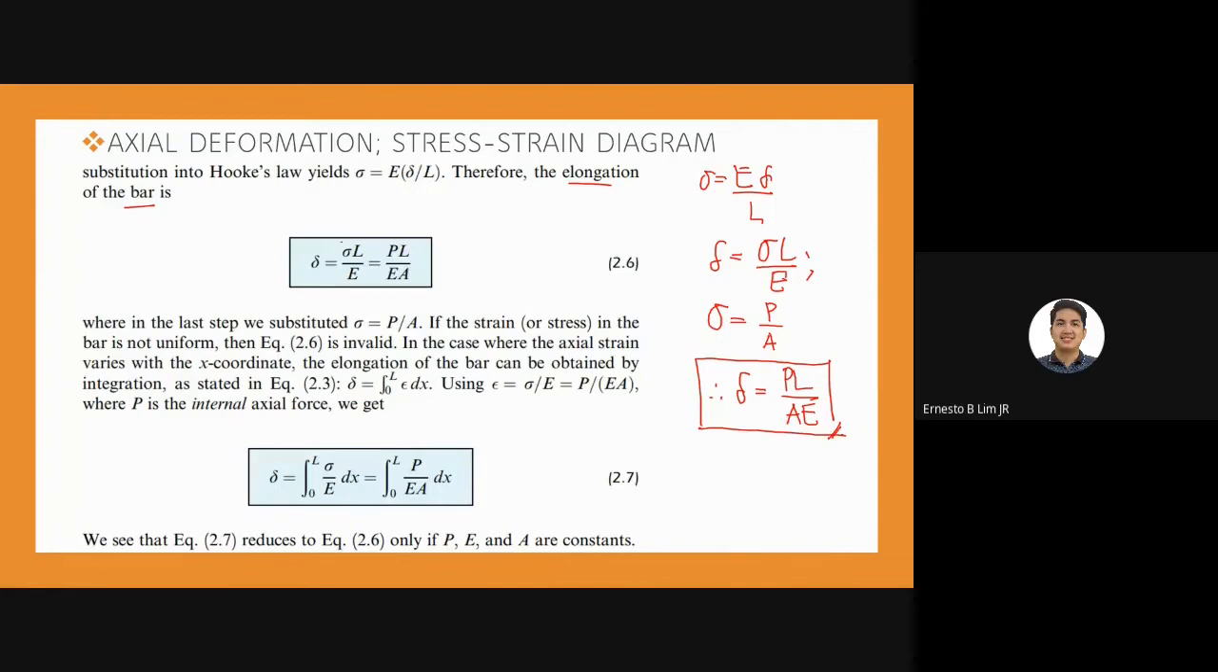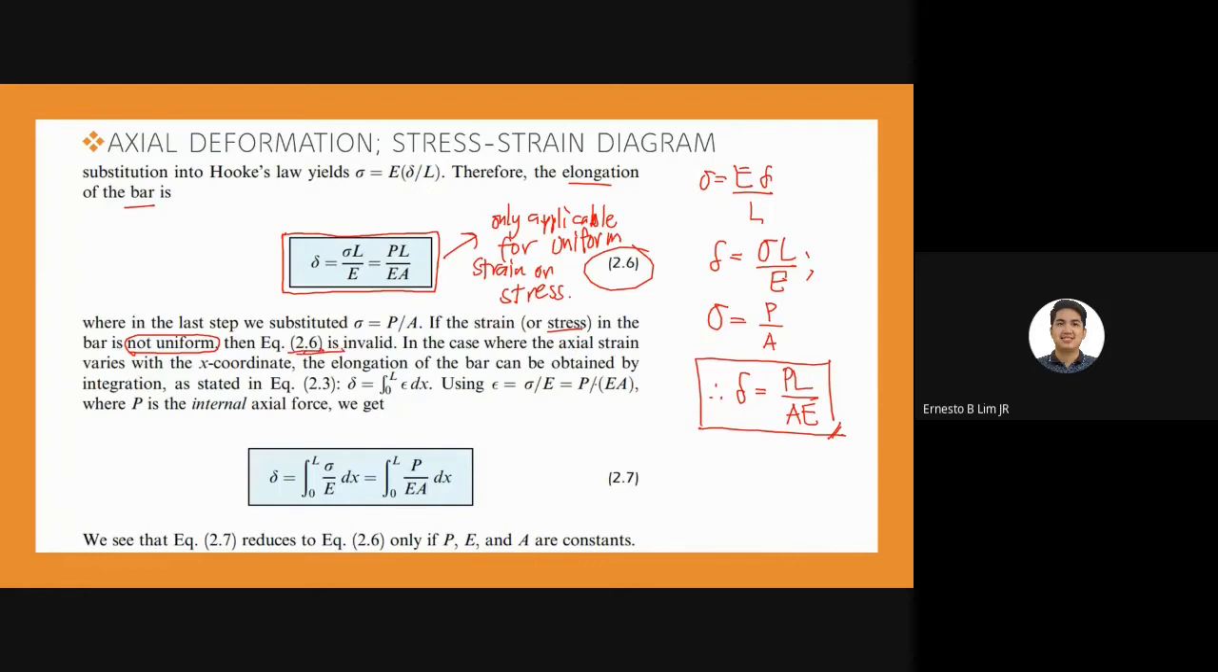Okay? Or similar or same with this formula here for 2.6. So that will be our equation 2.6. However, guys, if the strain or stress in the bar is not uniform, this formula is only applicable for uniform strain or stress. So if strain or stress is not uniform, then 2.6 is not valid.